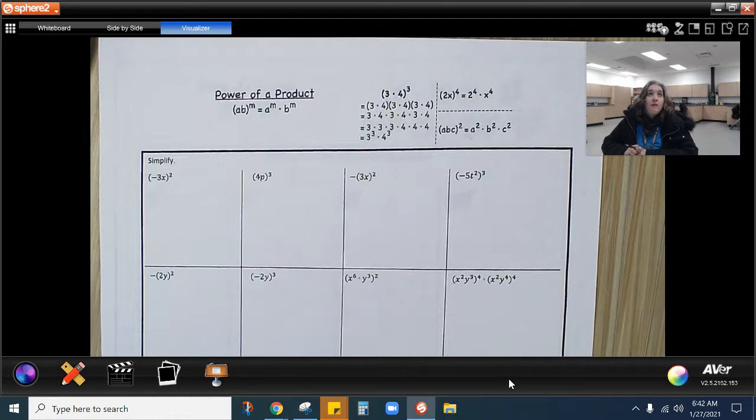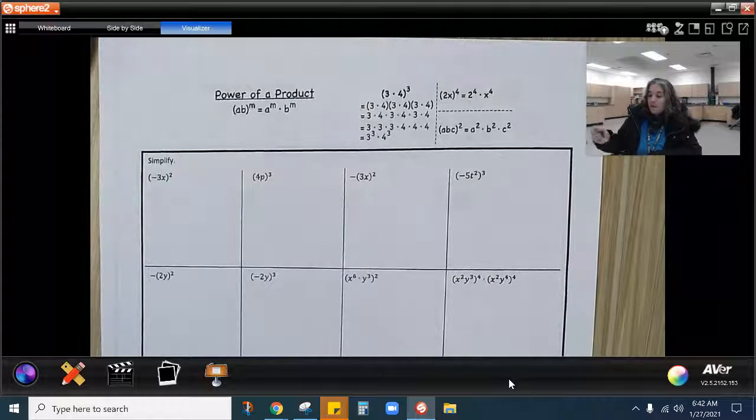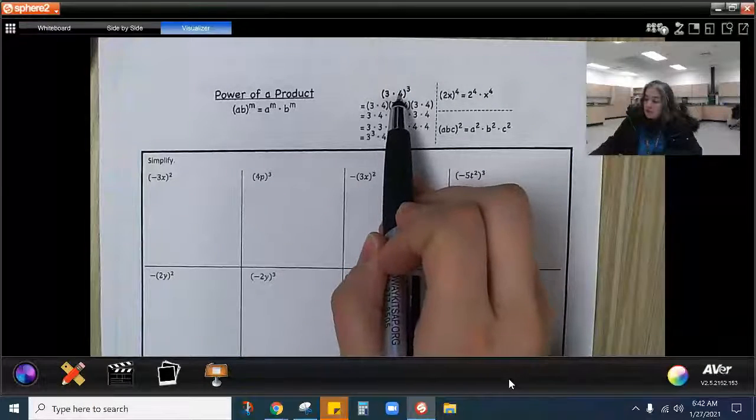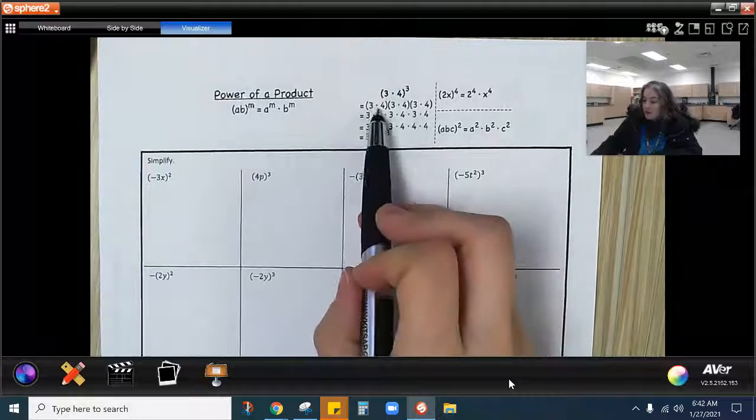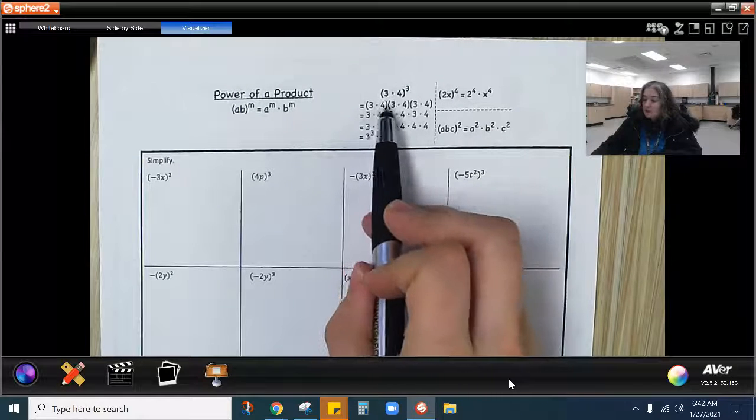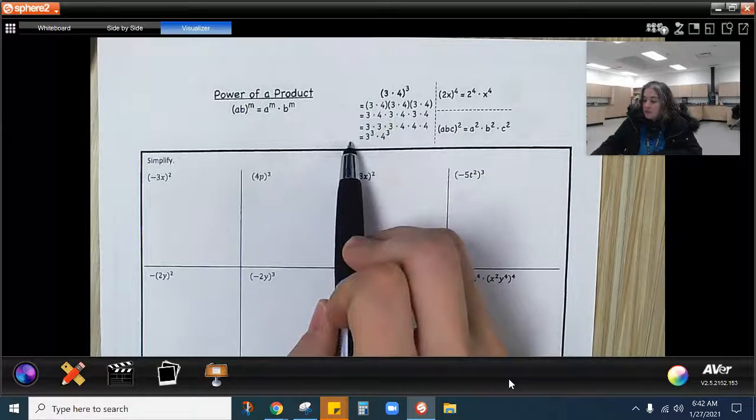So we have, for our first one here, and just a reminder, we talked about the product rule, the quotient rule, and the power rule. We're starting today off with the power of a product. So here's what I mean. You've got 3 times 4 being raised to the third power. Now we know that everything in the parentheses would really be multiplied together 3 times.